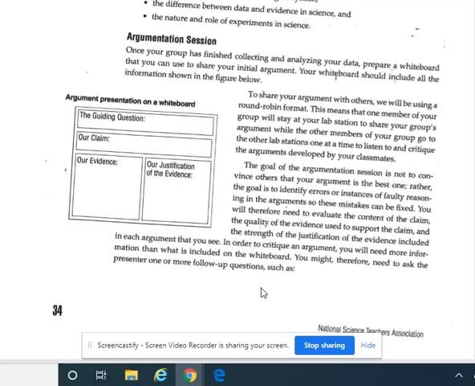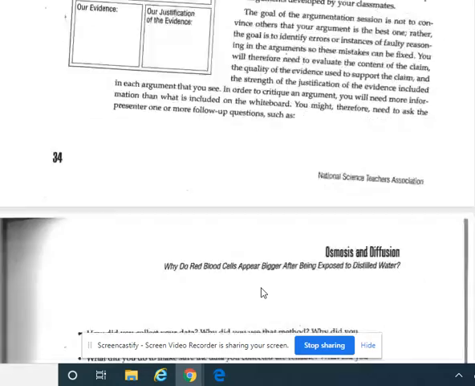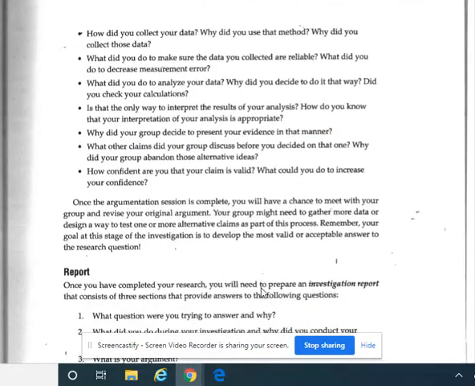You might therefore need to ask the presenter one or more follow-up questions, such as, how did you collect your data? What did you use? Why did you use that method? Why did you collect those data? What did you do to make sure the data you collected are reliable? What did you do to decrease measurement error? What did you do to analyze your data? Why did you decide to do it that way?